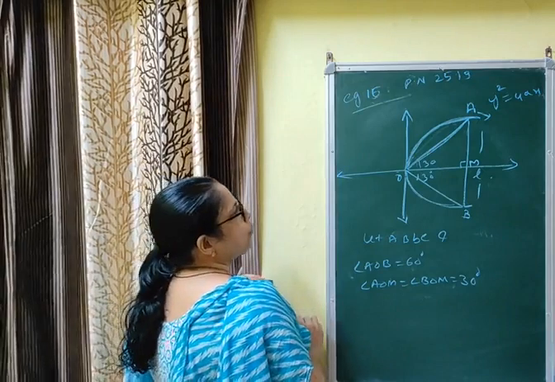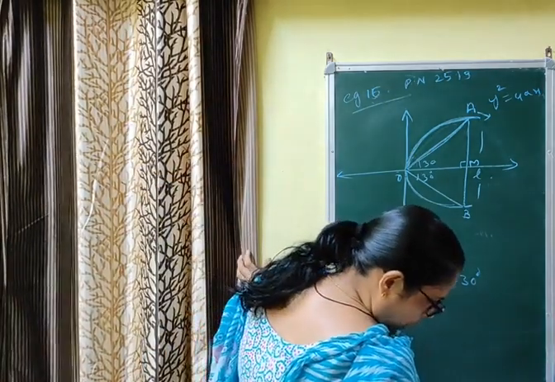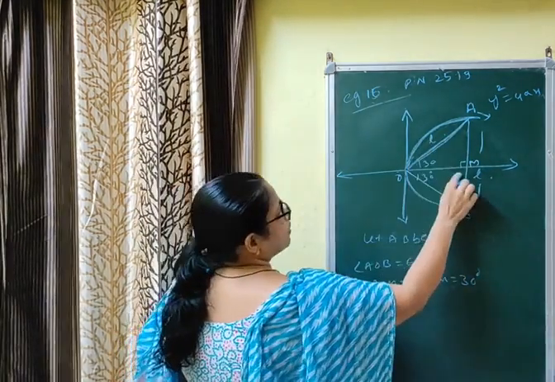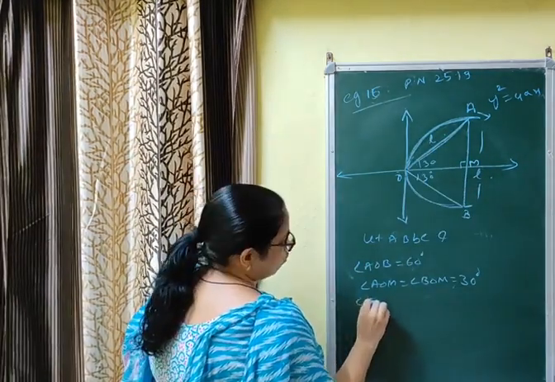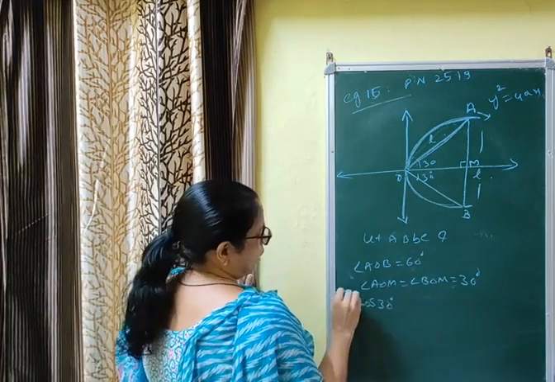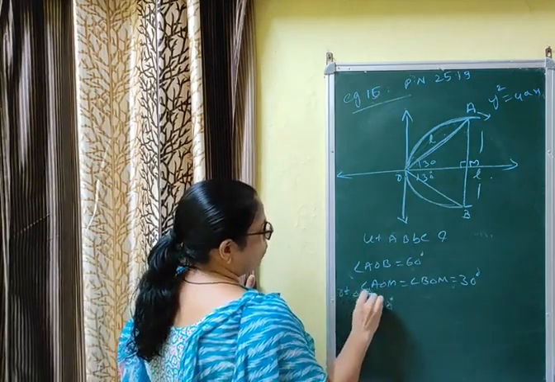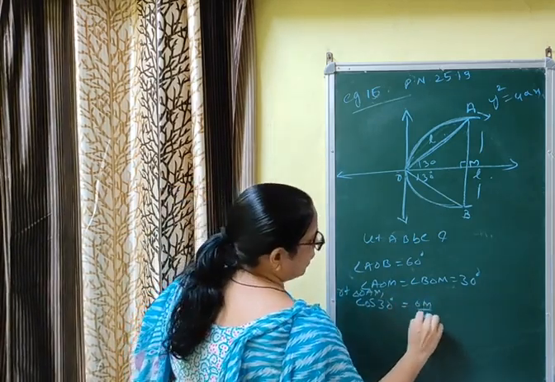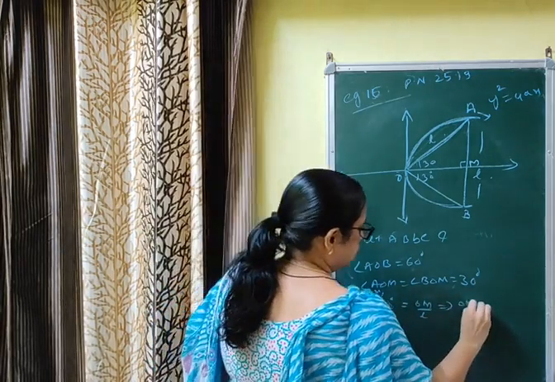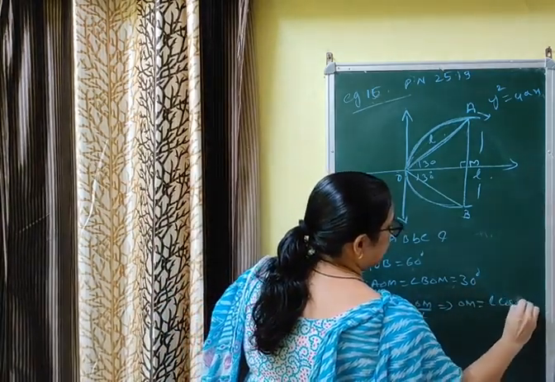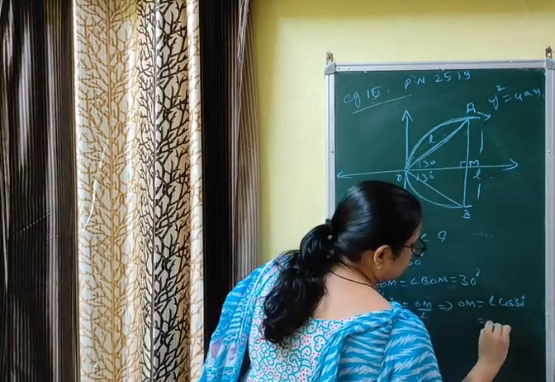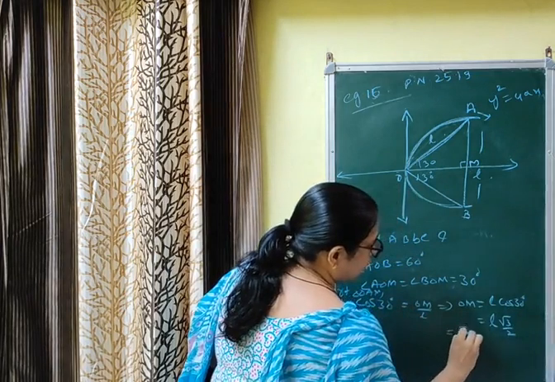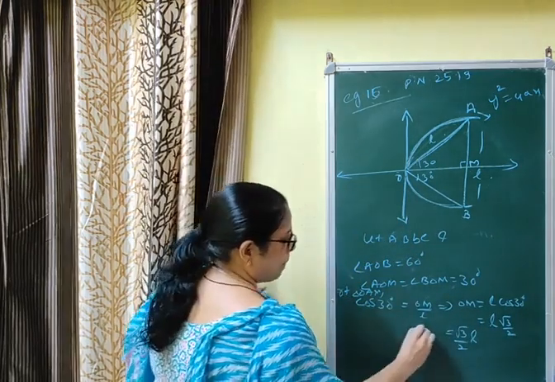Now see, this is L, this is also L. In order to find OM, you can use cos 30. In right triangle OAM, using the cosine ratio, cos 30 is equal to OM by L, which implies OM is equal to L cos 30, that is root 3 by 2 L.